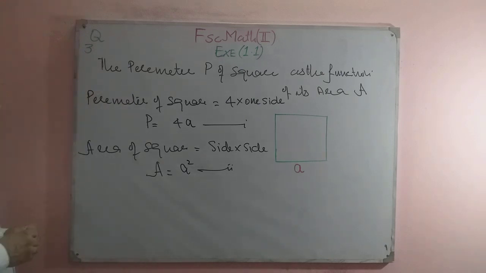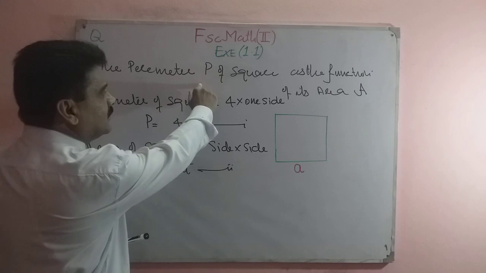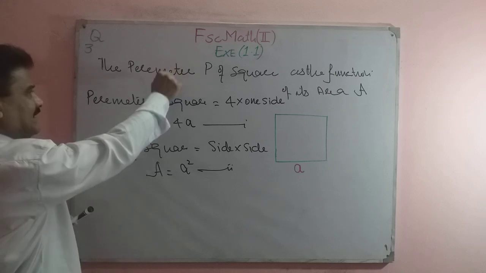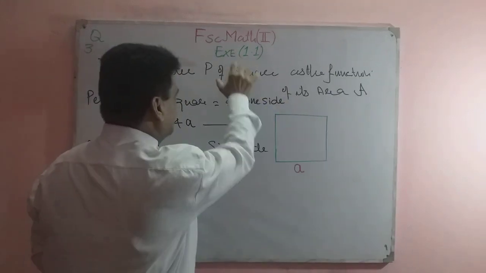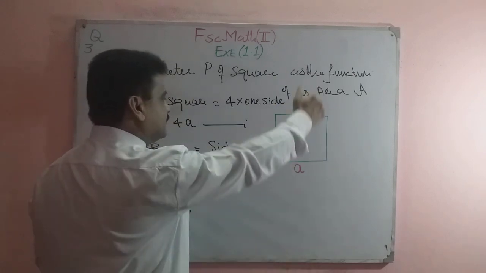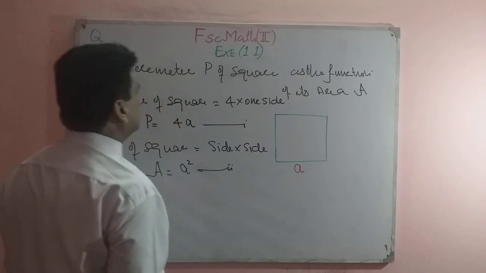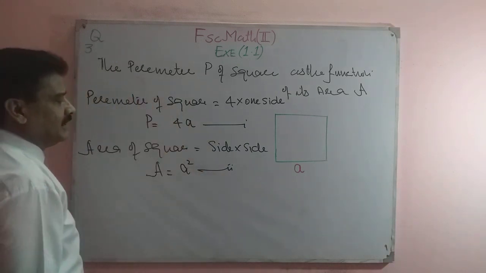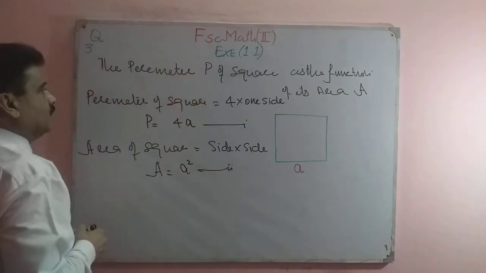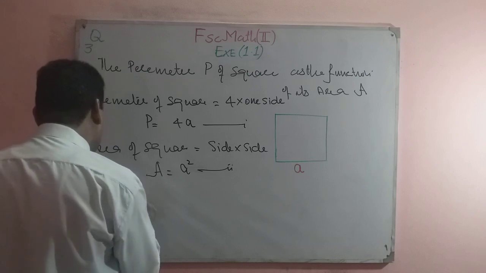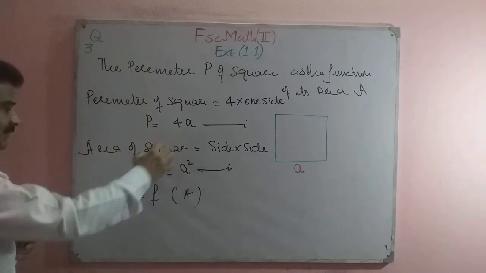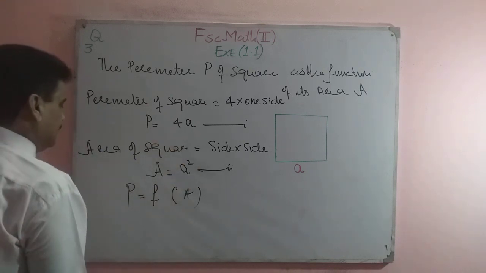Now we have to show the perimeter P as a function of its area. You know, the dependent variable in this problem, the perimeter of the square, depends on the area of the square. As we increase the area, its perimeter also increases. By decreasing its area, the perimeter will also decrease. We have to show that P is a function of its area. We have to find such a relation: P is equal to something of A, P is equal to a function of A.